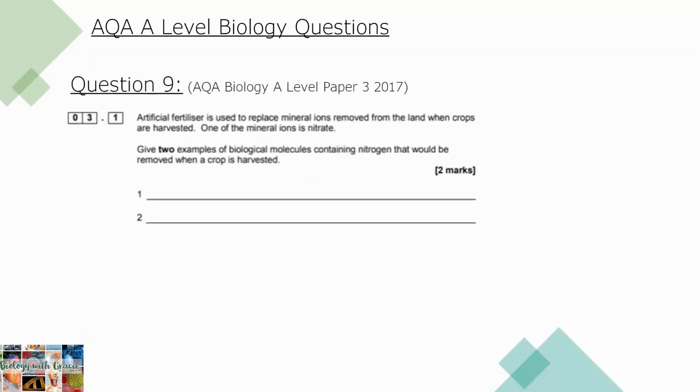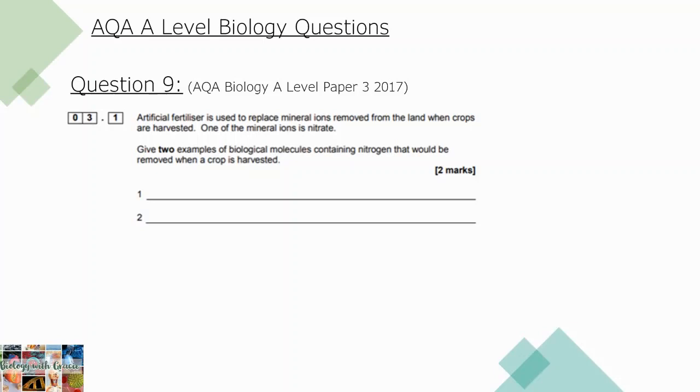Question 9. Artificial fertilizer is used to replace mineral ions removed from the land when crops are harvested. One of the mineral ions is nitrate. Give 2 examples of biological molecules containing nitrogen that would be removed when a crop is harvested.